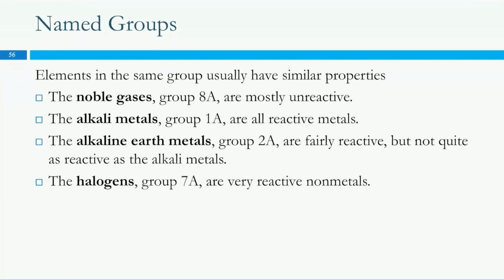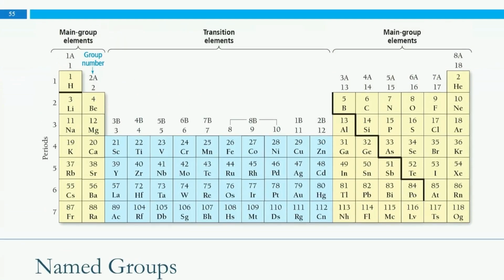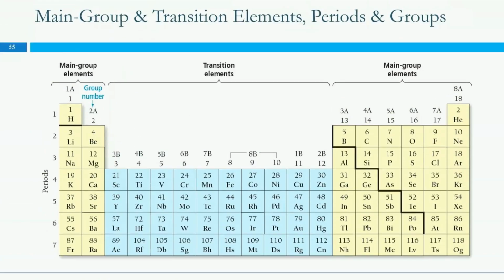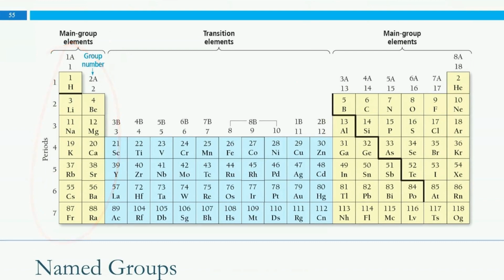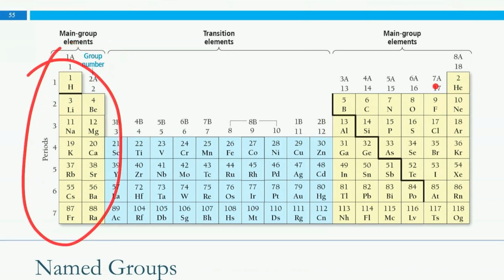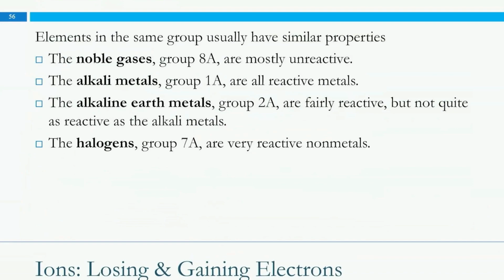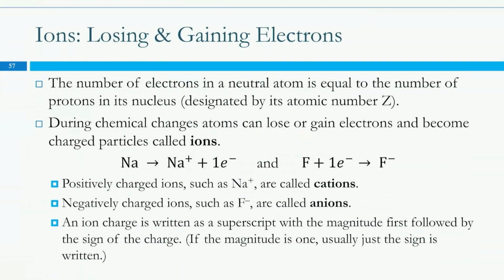Some named groups that you need to know. Noble gases are 8A. So far right column. Unreactive. The alkali metals are all reactive metals. The alkali earth metals are less reactive. And then the halogens, group 7A, are the very reactive nonmetals. And those are basically the far ends of the periodic table. So these are really reactive. These are really reactive. These are not very reactive. There's a really good reason for that. We also don't have chalcogens.